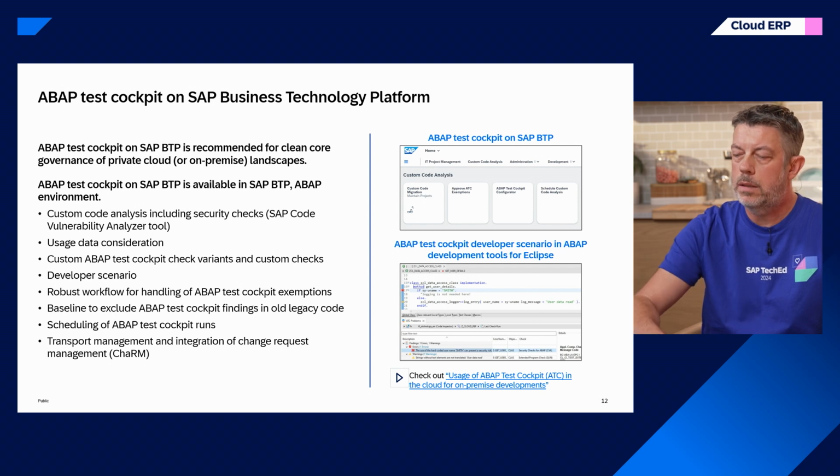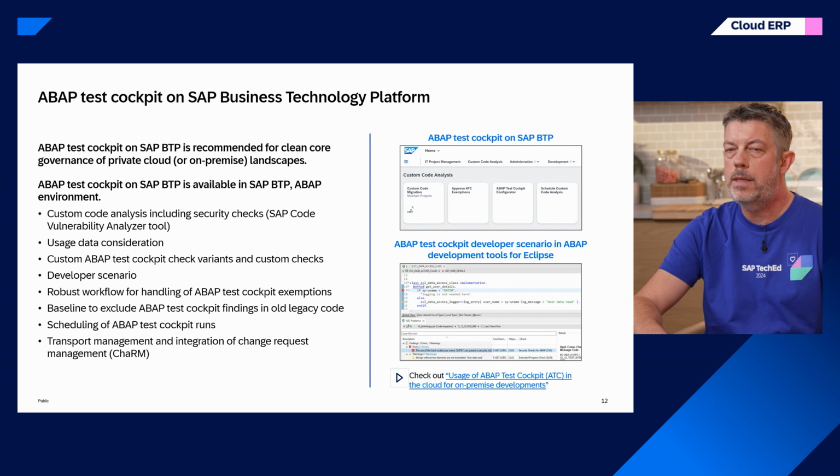You just use the ABAP environment in SAP BTP, connect it via RFC to your on-premise developments or private cloud systems, and then you're ready to go. All things like the developer scenario and exemptions work perfectly fine. Especially important are our latest innovations, the baseline for example, which is very important because when you have legacy developments, you have thousands of findings at the beginning, and then you can use the baseline to eliminate all these findings, and then that's fine. So that's more or less the technical setup.